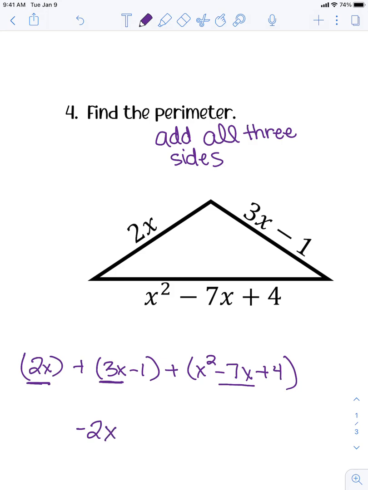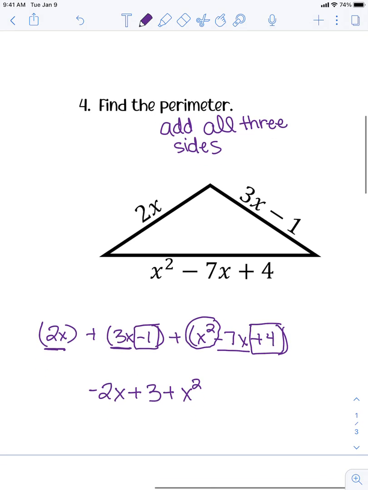Then I go on to my next term. So I have negative 1 and positive 4. Negative 1 plus 4 is a positive 3. And then I look for any other terms left over. I have an x squared. X squared does not have a like term, so it just stays x squared and it's positive.